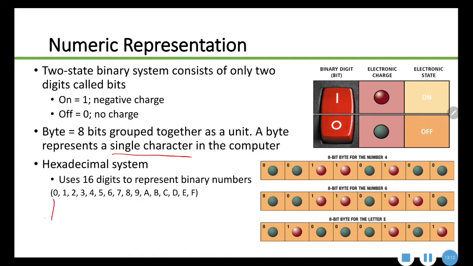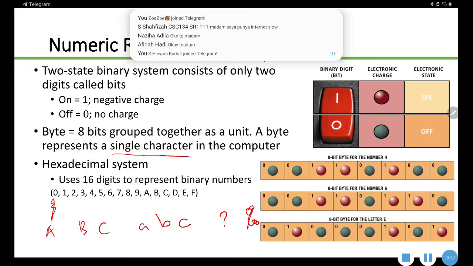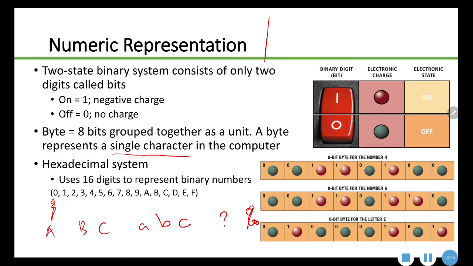Letters A, B, C that you can see on your keyboard, each of these is represented by 1 byte, which is equal to 8 bits. Computers cannot understand ABC, but it will read capital A as 101010 of length 8 bits. So 8 bits are grouped together as a unit. A byte represents a single character in the computer.